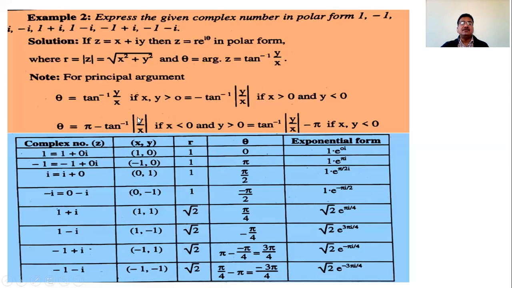Pi minus tan inverse 0. Remember, 0 divided by something is 0, but something divided by 0 is infinity. So the next problem is what?